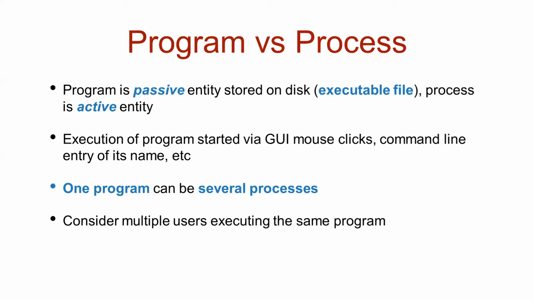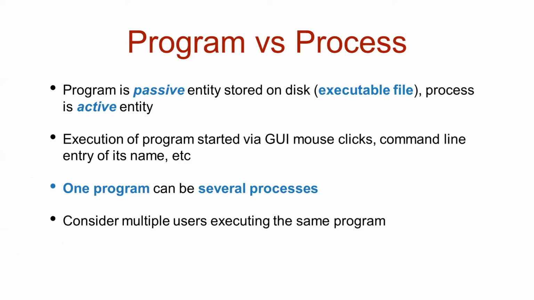Now, what is the difference between program and process? Program is a passive entity stored on disk. It includes the executable file, and process is an active entity. Why active entity? Because CPU is currently executing the process instruction by instruction. So it is an active entity.